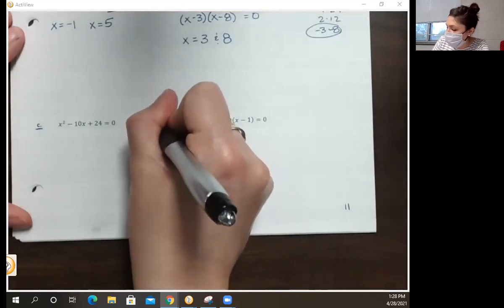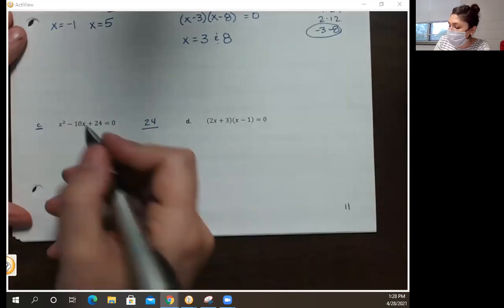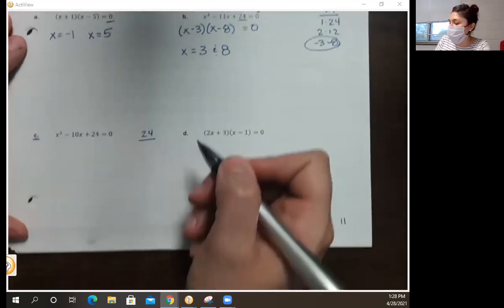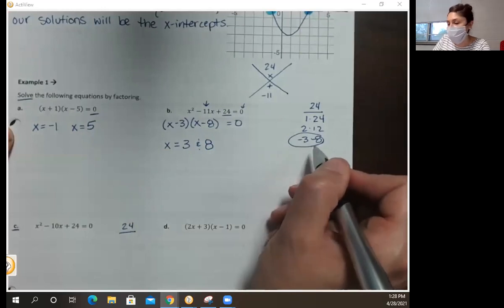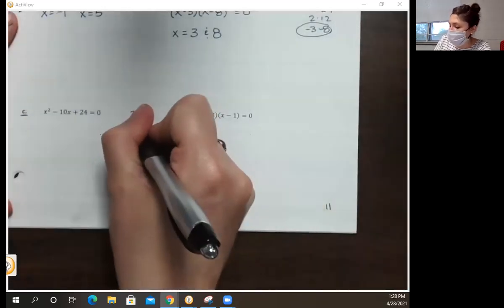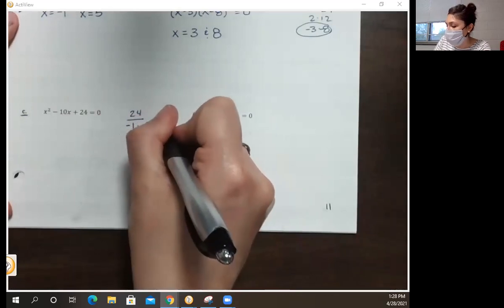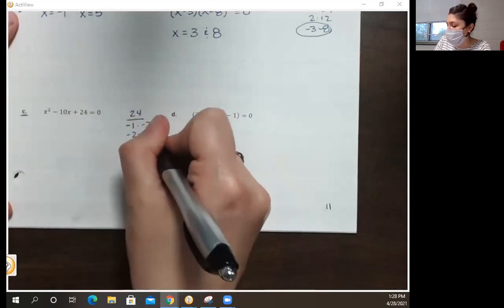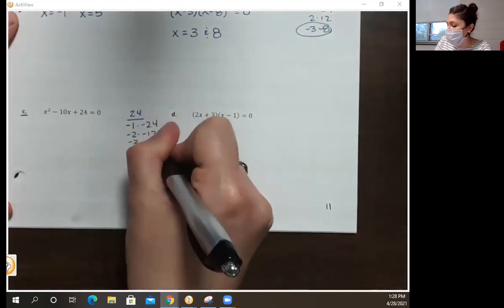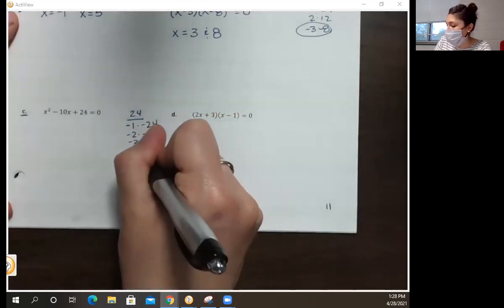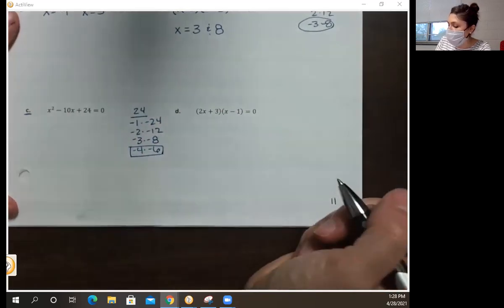So we want factors of 24 that add to negative 10. Since I want them to add to a negative number, just like in B, I need a negative times a negative here. I'm going to do that with part C as well. So negative 1 times negative 24, negative 2 times negative 12, negative 3 times negative 8, negative 4 times negative 6. That will do it. That would add to negative 10.